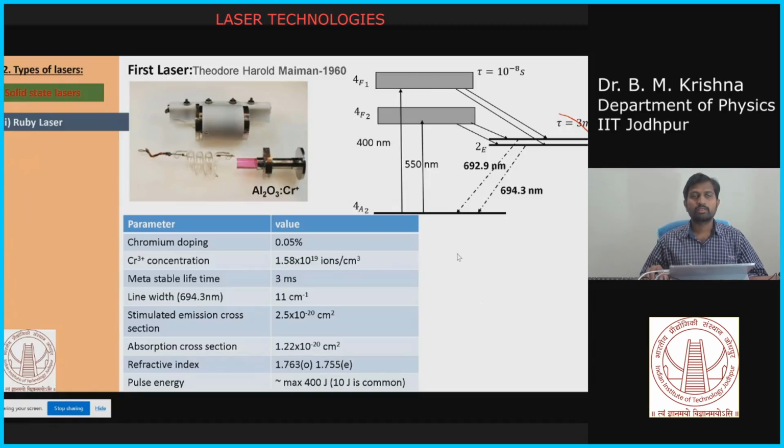So you will get around 694.3 nanometers in one transition, and 692.9 nanometers in the other transition. Both fall under the visible range. Our first laser falls in the visible range, so the color will be close to red. And these are the parameters we discussed in the last class.